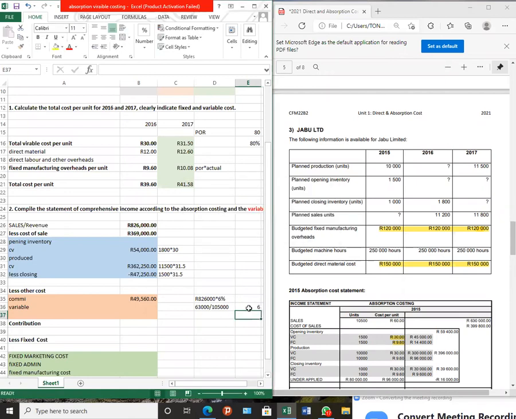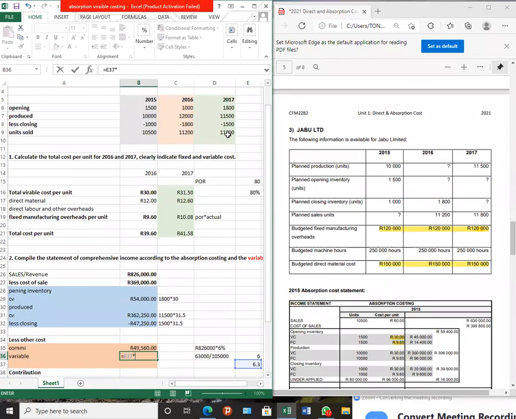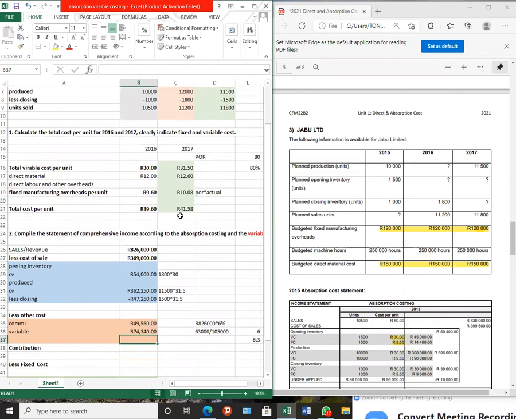Correct. Remember, guys, this 6 rand, you must increase by what? 5%, because it's variable, guys. 6 rand times 105 over 100, ne? Which means it's 6 rand 30. To get this amount, guys, we're going to take this times the number of units sold in 2017. We sold how many units? 11,800. I get this one, 74,340.